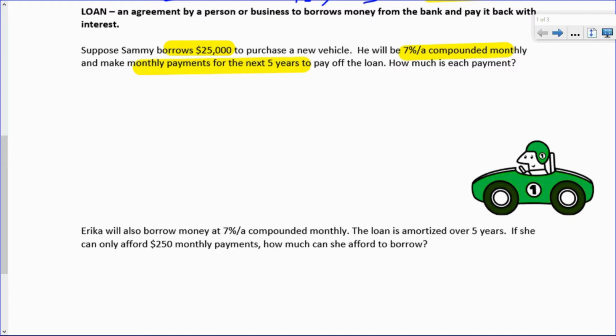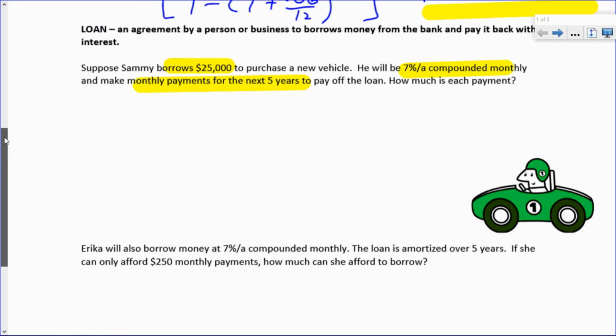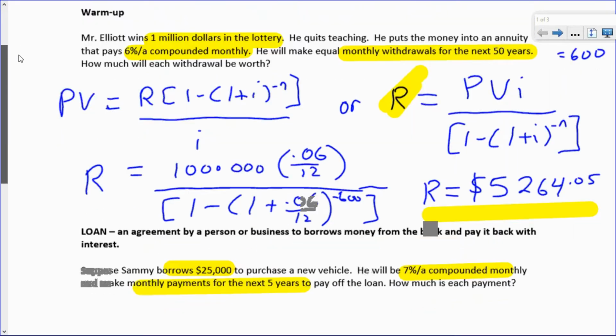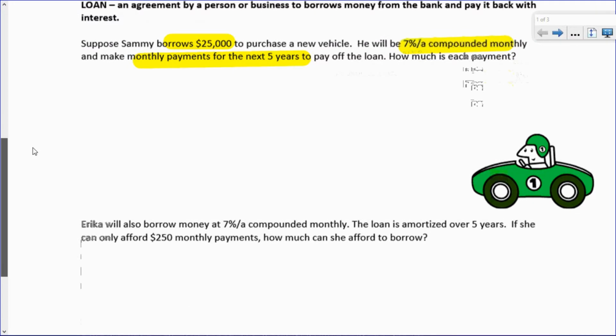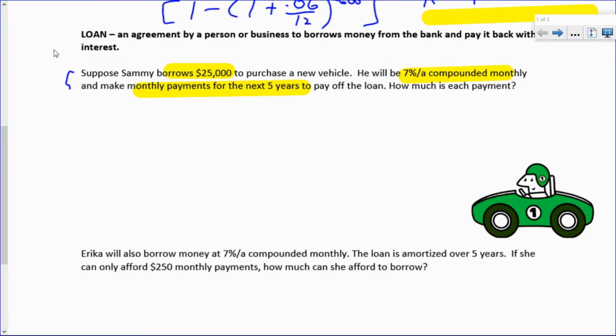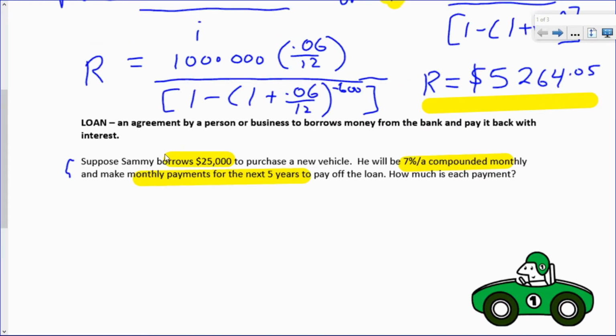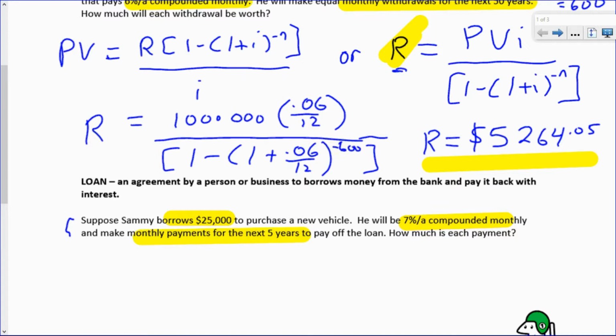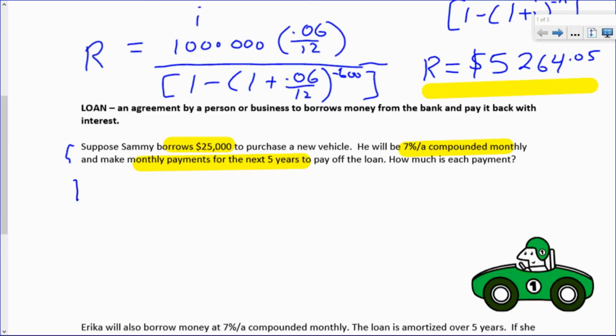Well, actually, this is exactly the same as the annuity in the warm-up question. Why? Because if you think of it from the bank's point of view, it's the exact same thing. I could reword this problem as if the bank took $25,000, invested it, and collected monthly payments until the money was gone. So a loan is a present value annuity from the bank's point of view. And so we can actually use the exact same formula that we did in the above example where we solve for R. We can do that to figure out the monthly payments on this vehicle.